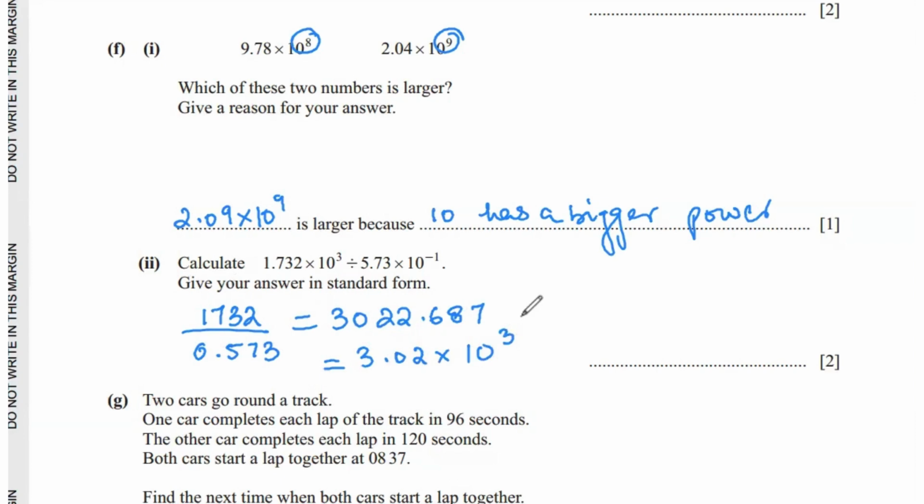Remember, for you to write a number in standard form, the first digit before the decimal has to be a non-zero digit. We moved the decimal 1, 2, 3 units towards the left side, so the power of 10 becomes 3. So 3.02 times 10 to the power of 3.